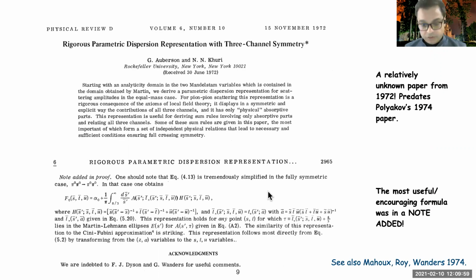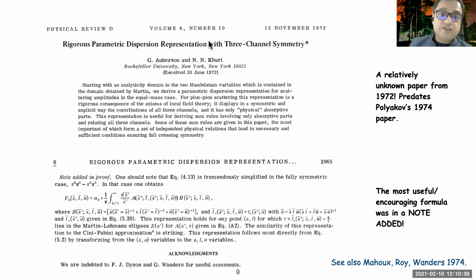So let's begin with what was known in the olden days. Olden days means the 1970s or earlier. This was before I was born, and in fact 1972 is probably before many of you were born. The paper that I will focus on is by Oberson and Khoury, with the title Rigorous Parametric Dispersion Representation with Three-Channel Symmetry. This was published in 1972, and in fact predates Polyakov's 1974 paper, which of course dealt with conformal field theory.